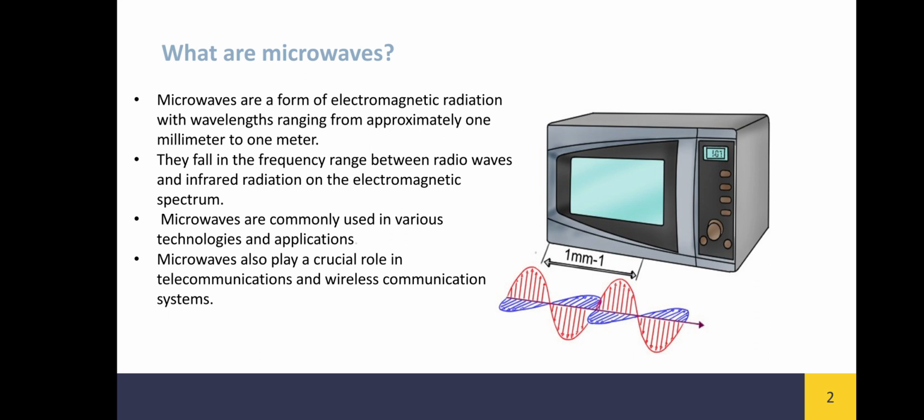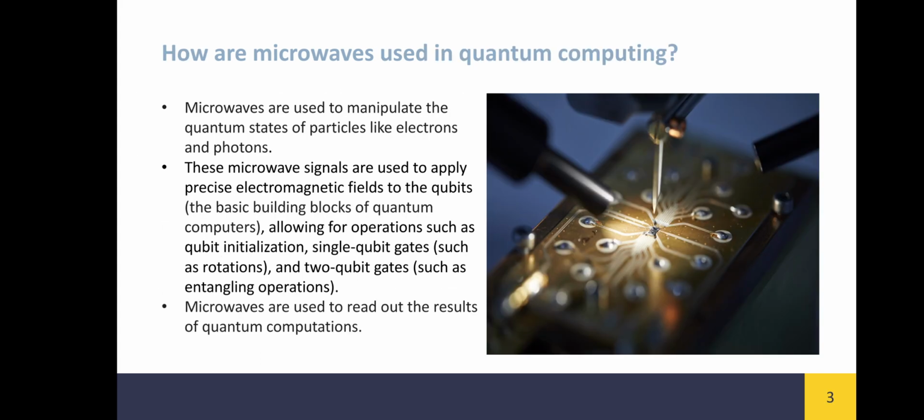Microwaves are commonly used in various technologies and applications, that is, microwave ovens for cooking and heating food quickly. Moreover, microwaves also play a vital role in telecommunication and wireless communications, enabling data transmission over long distances. Additionally, they also find applications in scientific research, radar systems, and industrial processes.